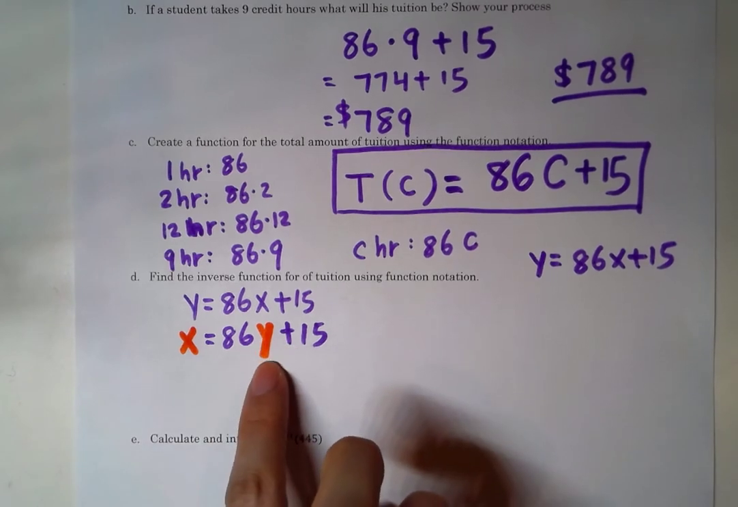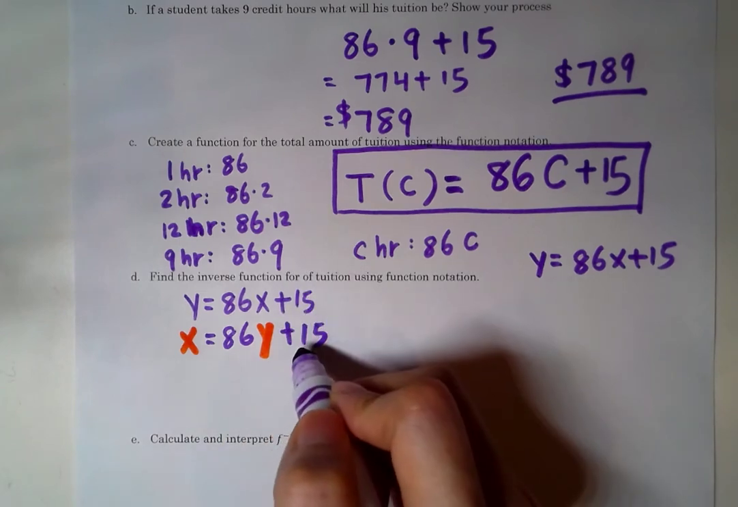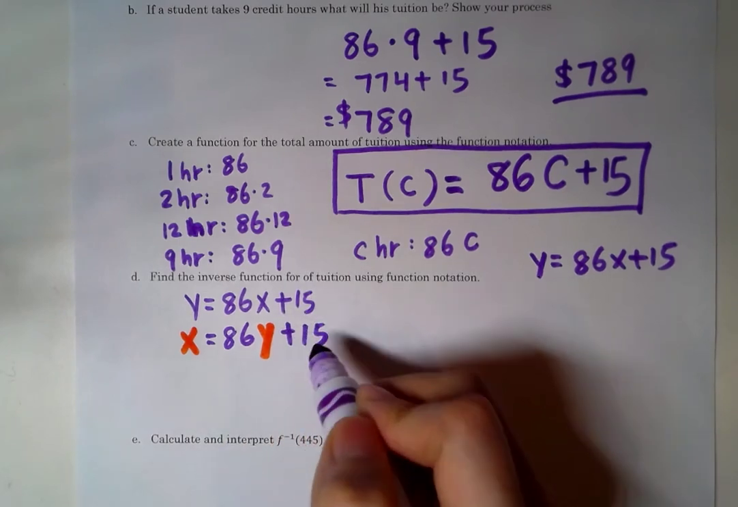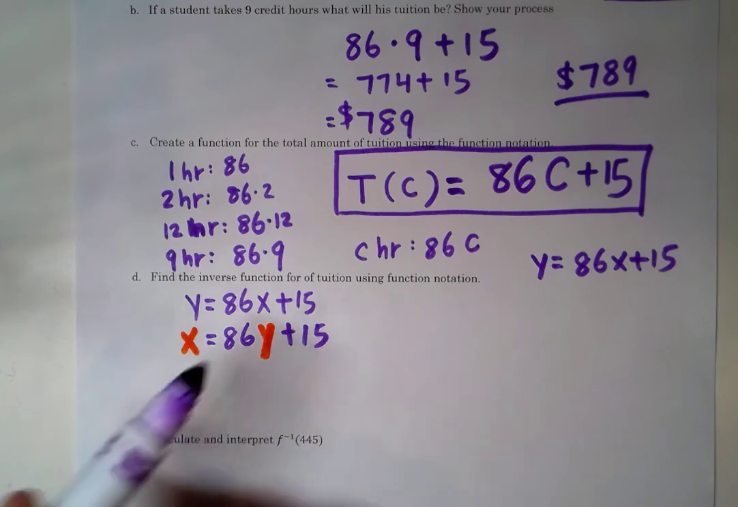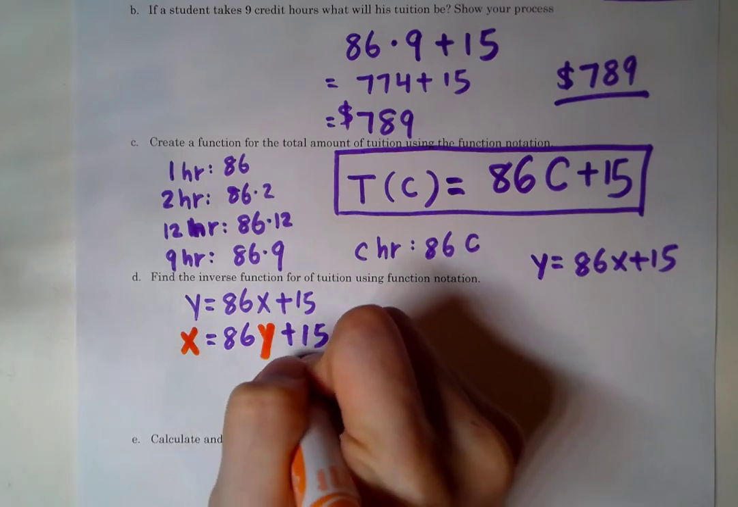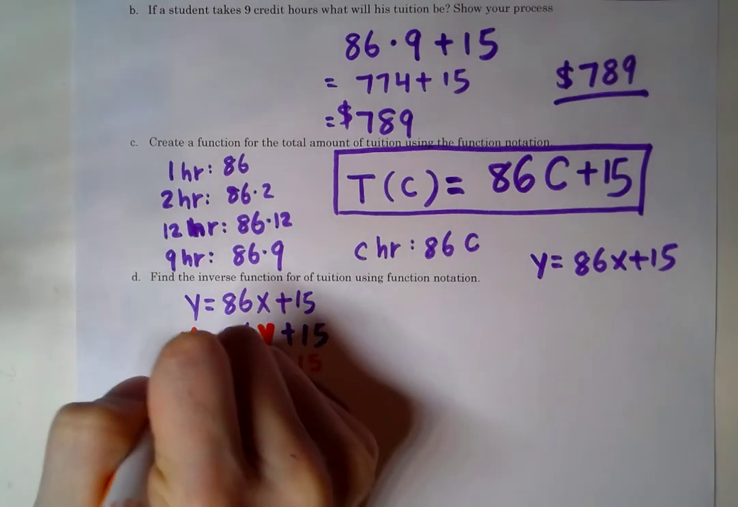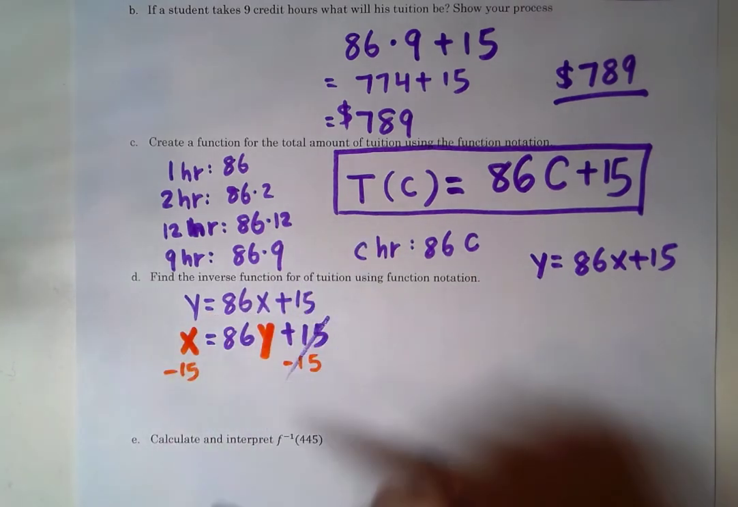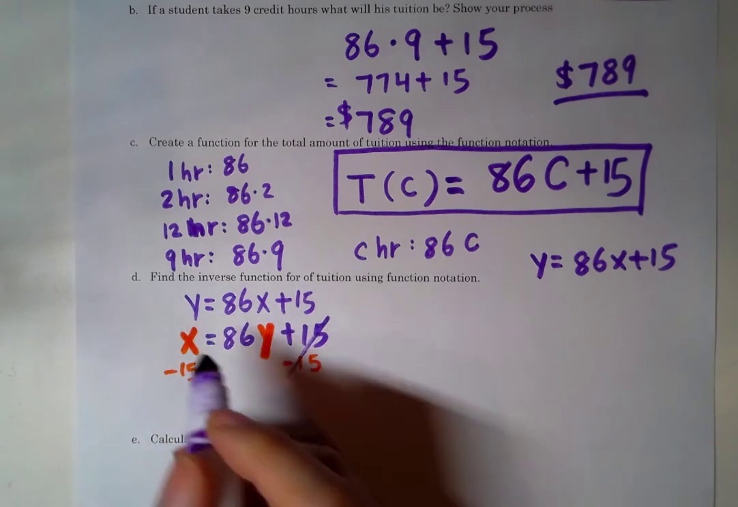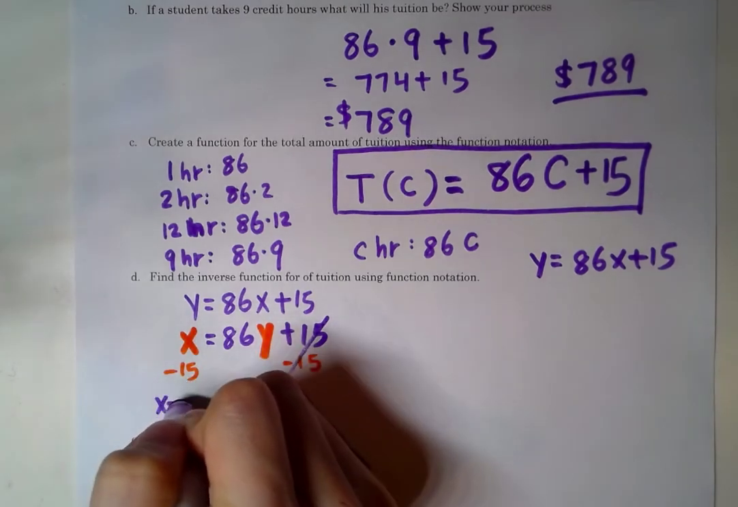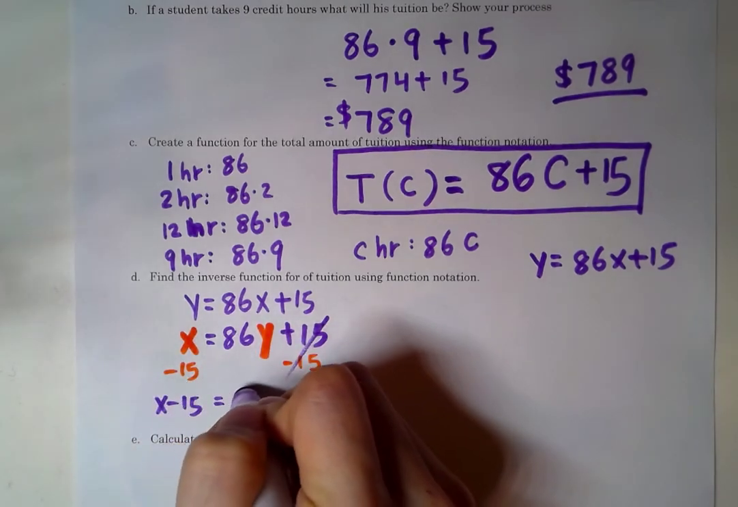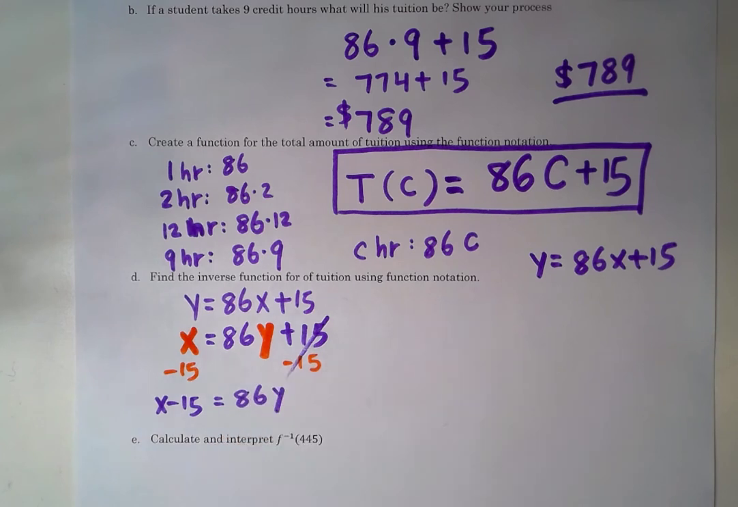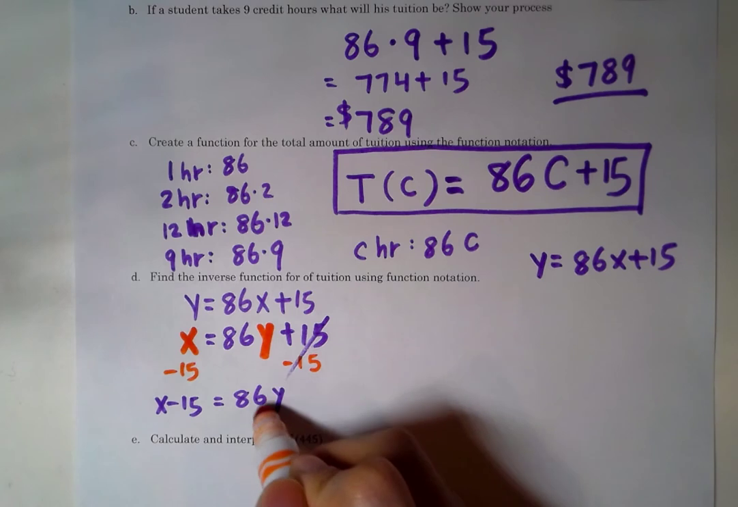Isolate it. So I'm going to get rid of this 15. Plus 15, what's your opposite operation? Minus 15. So you cancel that, and on the other side you have x minus 15. That is 86y.